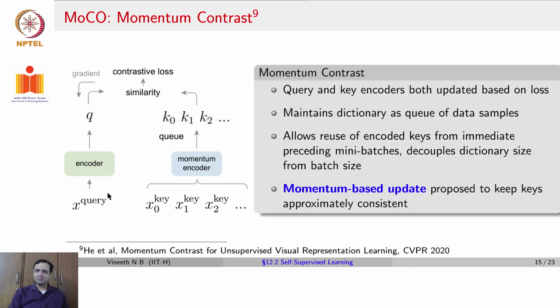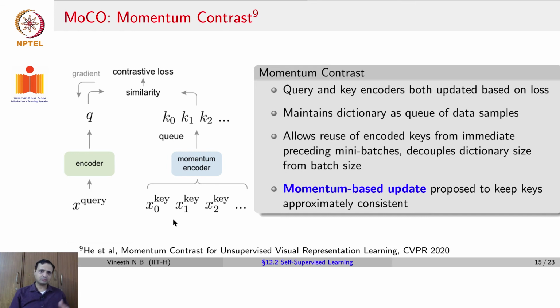Why is this called momentum contrast in that particular case? The reason it's called momentum contrast is the full network is firstly trained end-to-end, which means both the query and the key encoders are updated based on the loss that we just talked about. And the dictionary is maintained as a queue of data samples. The interesting contribution of this work was to make this set or dictionary of encoded queues as coming from the current mini batch as well as immediately preceding mini batches. So the dictionary size would be slightly larger than a mini batch size.